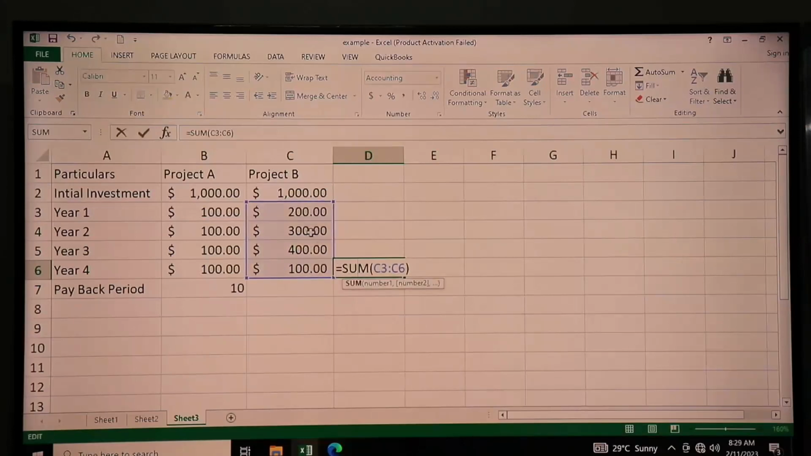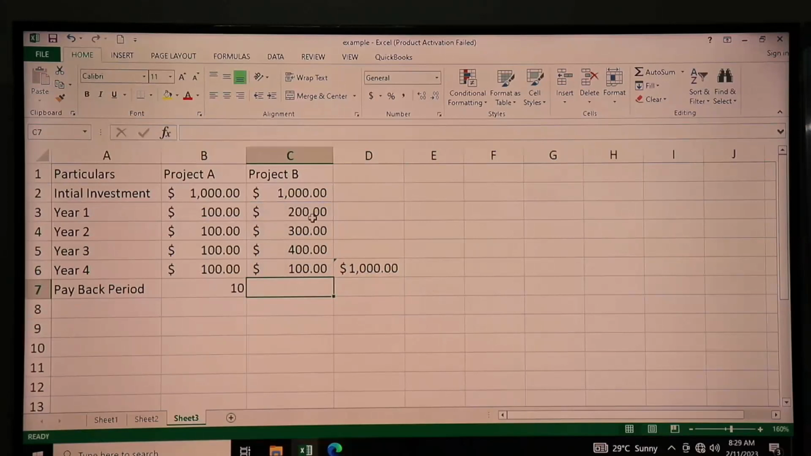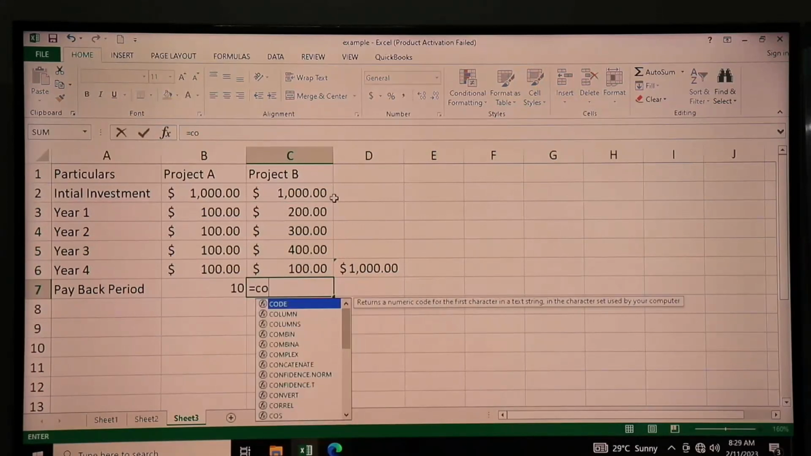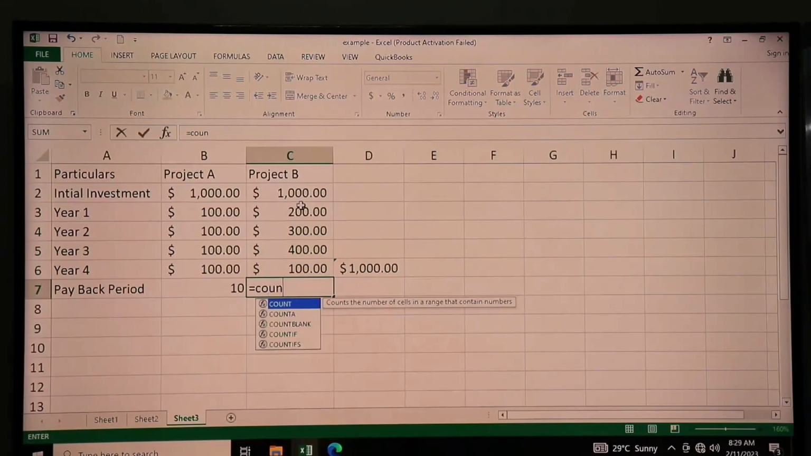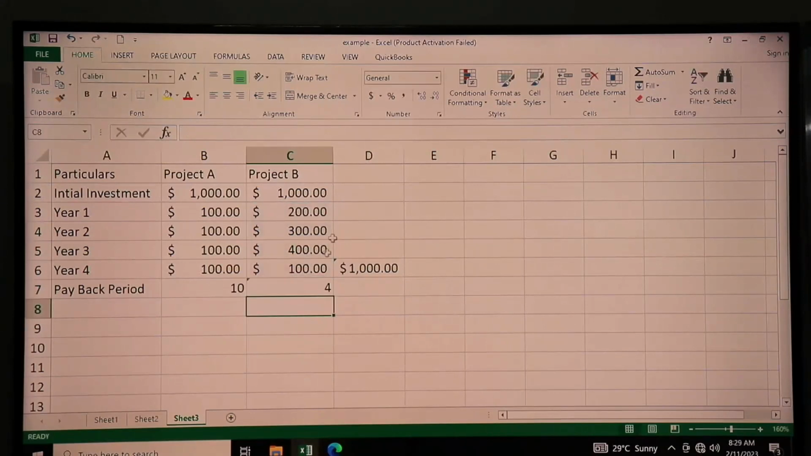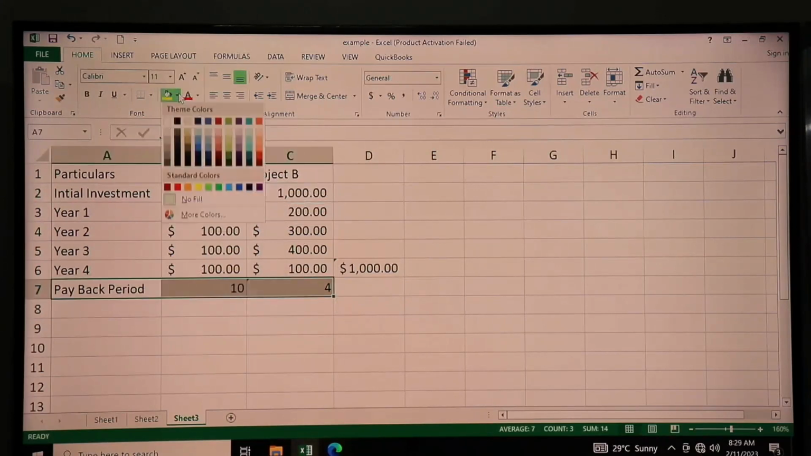It has already returned our amount so far. So it will take only this number of years. If you count those cells with the count function, counting from here to here, it has taken us only 4 years to pay back this amount. So these are the payback periods of the two projects.